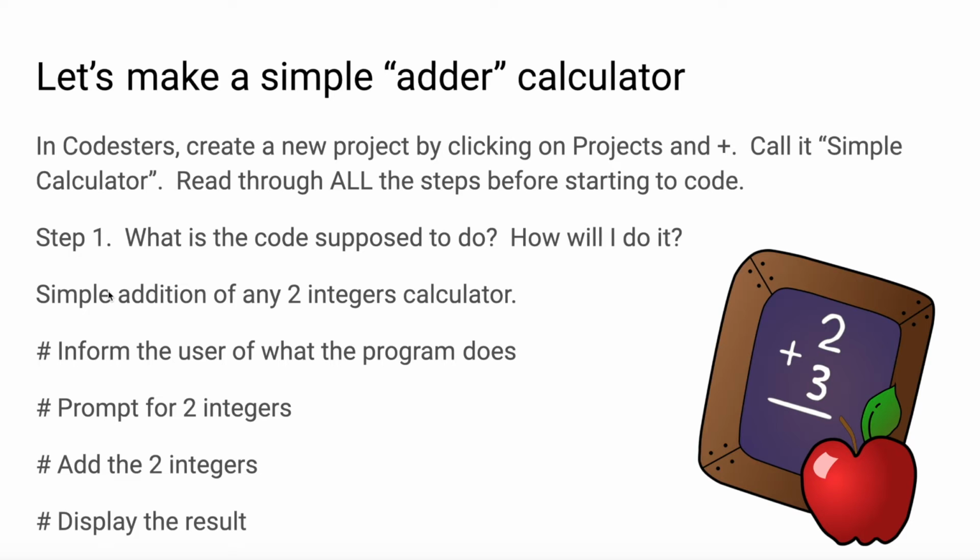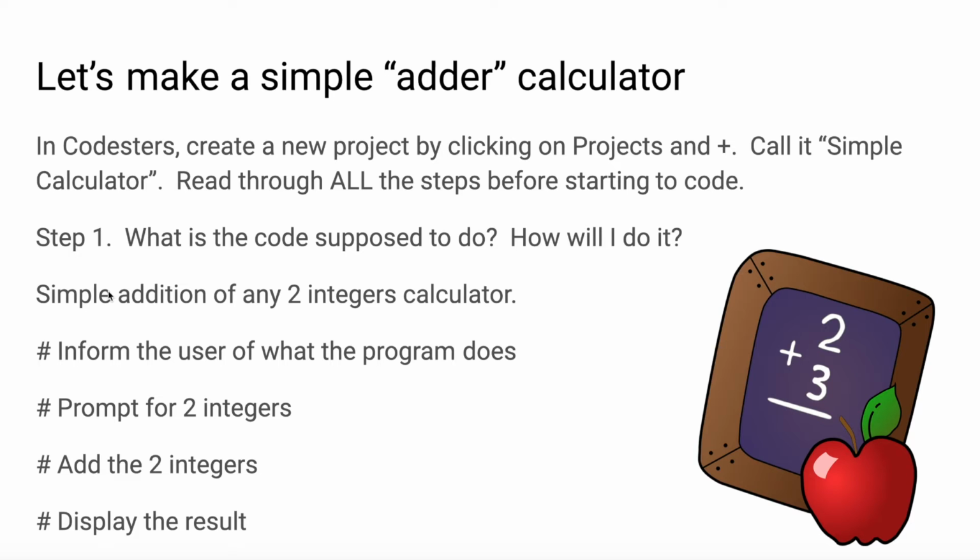You will create a new project. Click on Projects and add the plus. If you're not using Codesters and just watching this video, just do this in whatever Python environment you're in. So I said call it Simple Calculator. I will say I called mine Python Adder because I thought it was funny to have two snake names up there, Python and Adder. Get it? But you can call it whatever you like, but this will be a simple calculator.